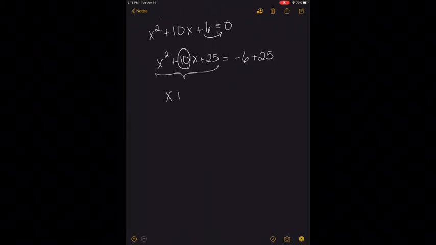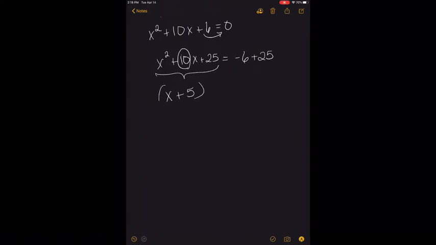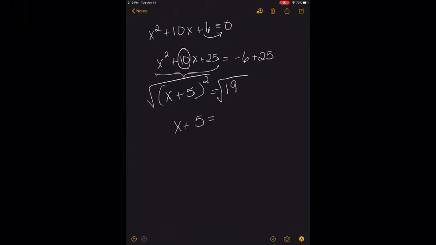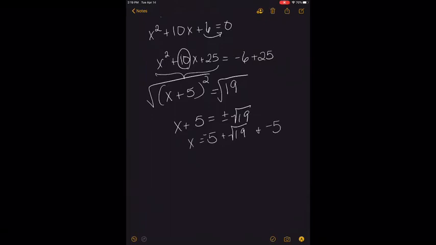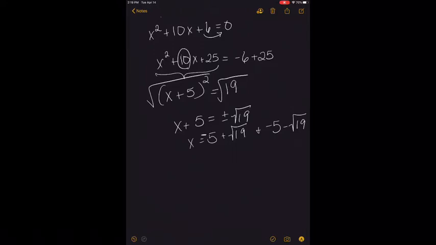So now we can simplify this as a perfect square into x plus 5 squared equals 19. Now we need to take the square root of both sides, and we get x plus 5 equals plus or minus the square root of 19. So x equals negative 5 plus the square root of 19 and negative 5 minus the square root of 19. Make note that is a negative 5.